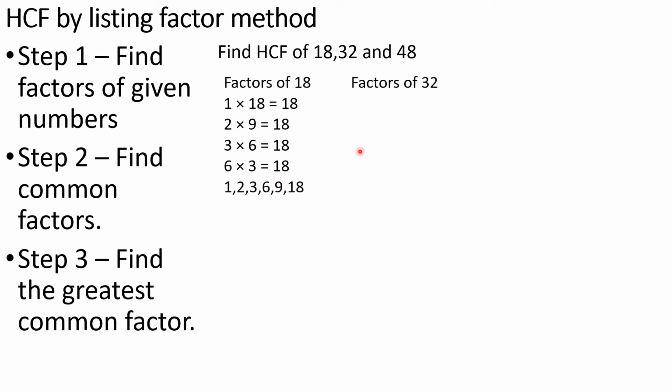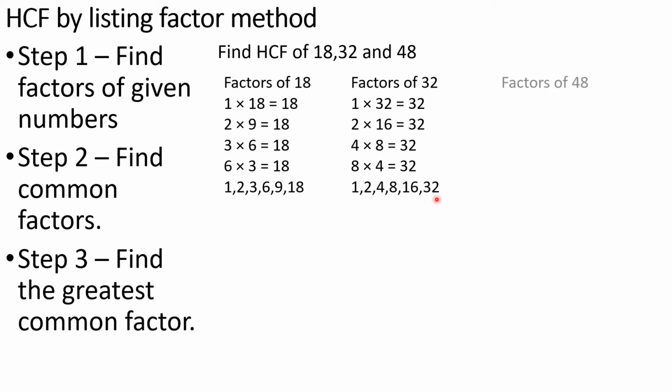Now let us see the factors of 32. 1 32s are equal to 32. Then 2 16s are equal to 32. 4 8s are equal to 32 and 8 4s are equal to 32. It means the factors are 1, 2, 4, 8, 16, 32.